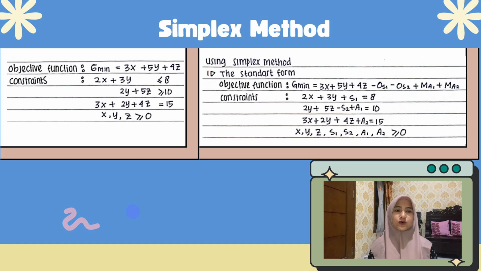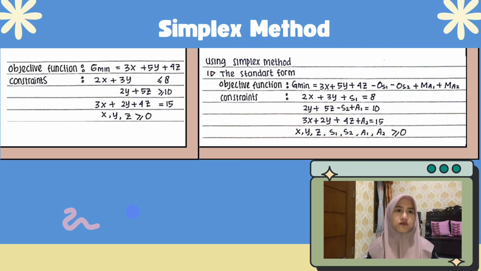To convert to standard form, for a constraint less than or equal to, we add a positive slack variable. For a constraint more than or equal to, we add a surplus and an artificial variable. While a constraint equal to only adds an artificial variable. So the standard form objective function is g min equal to 3x plus 5y plus 4z minus 0s1 minus 0s2 plus Ma1 plus Ma2.